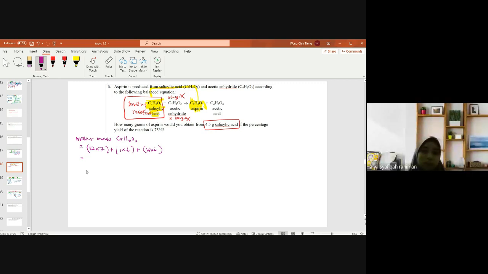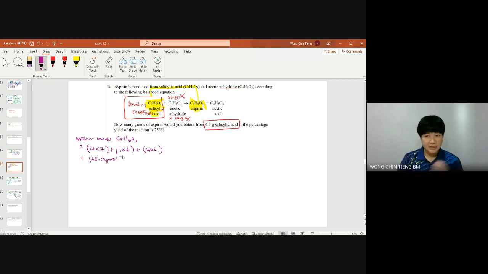138 gram per mol. Setuju kelas? Saya tak kira langsung so saya assume betul je. Find the number of mole. Okay, so you find the number of mole of your C7H6O2 from the mass given, 4.5 gram over the molar mass calculated over here. So you will have the number of mole calculated.